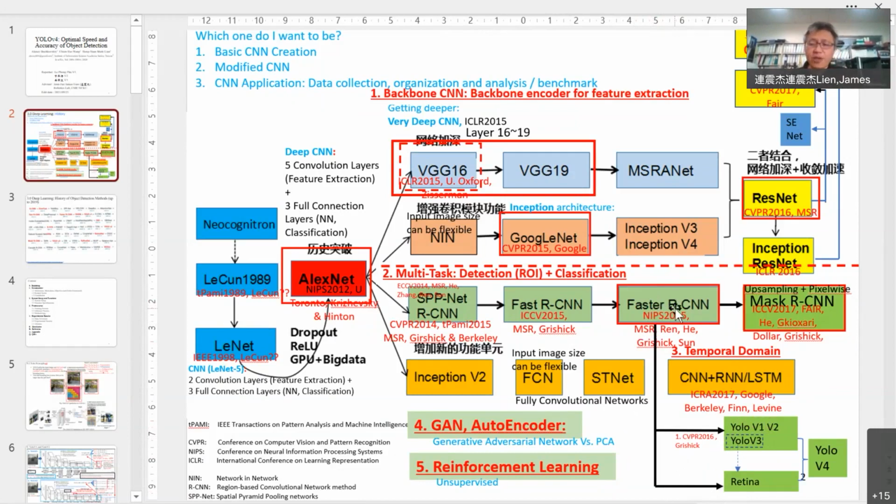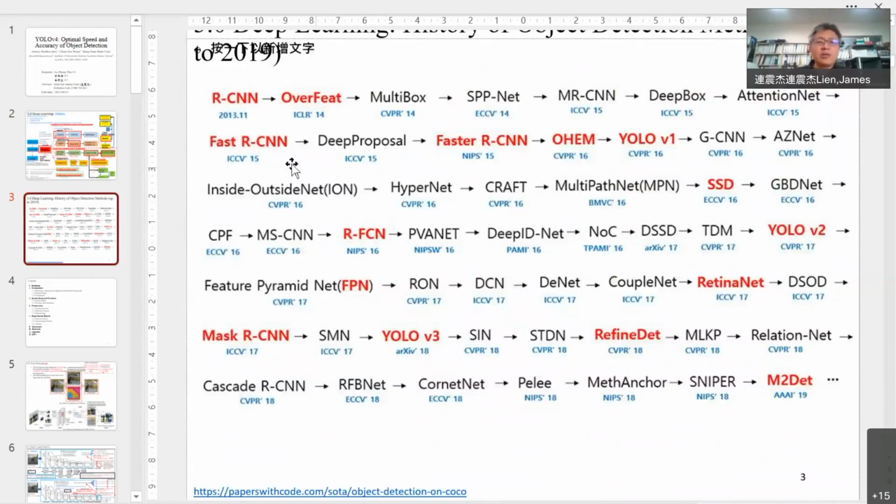But both the region proposal network approach and YOLO use anchors for the bounding box detection. YOLO V1 and V2 are faster than Faster RCNN, but the accuracy is lower than Faster RCNN. We go back to here, so we check the history.